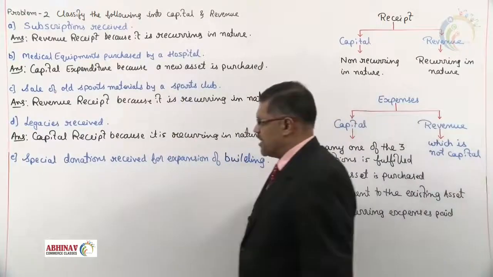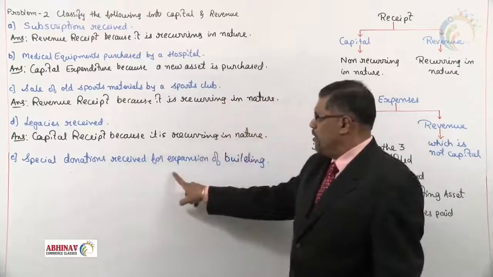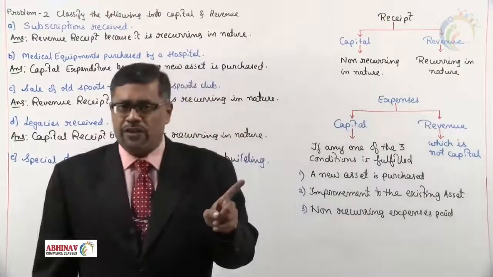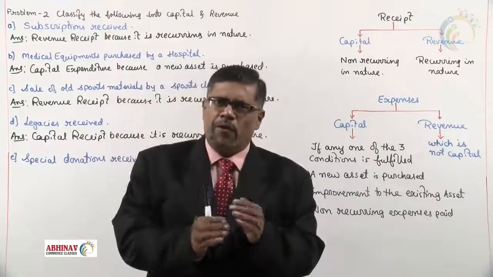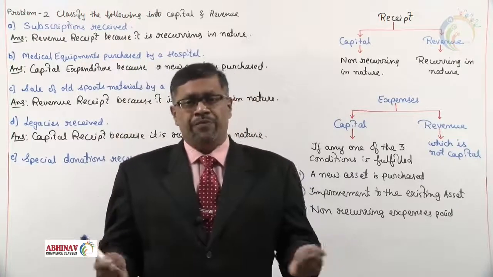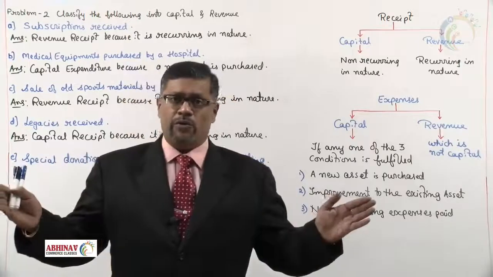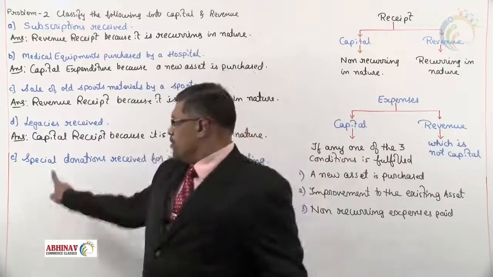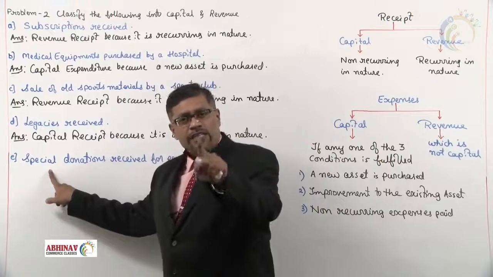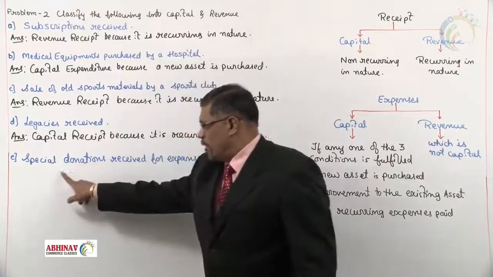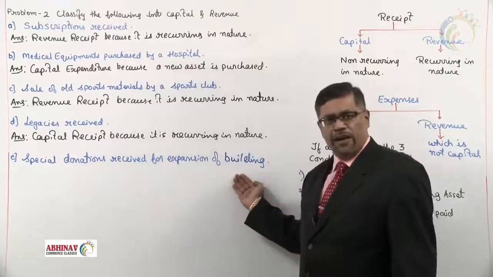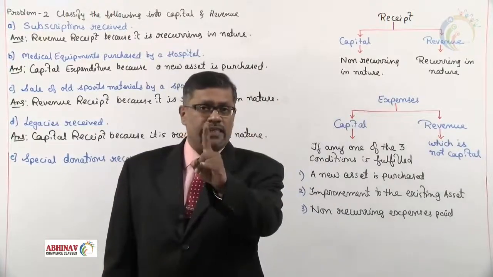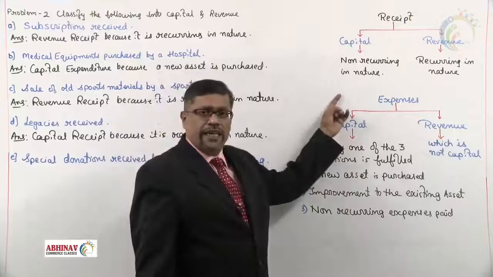Let us take up one last transaction. Special donations received for expansion of building. Donations are of two types, general and special. General donations of small amount we receive again and again, revenue. General donations of huge amount we receive only once, that becomes capital. Special donation is received with a purpose, here expansion of building. That is called a capital receipt, because it is received only once. Capital receipt, as it is non-recurring in nature.